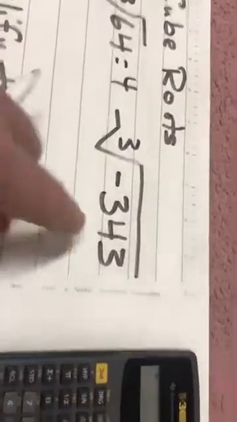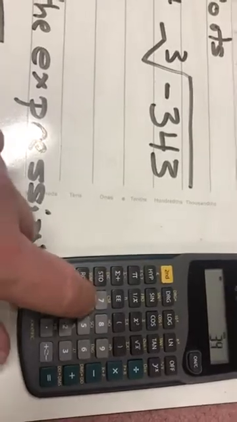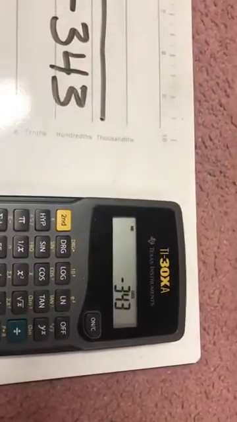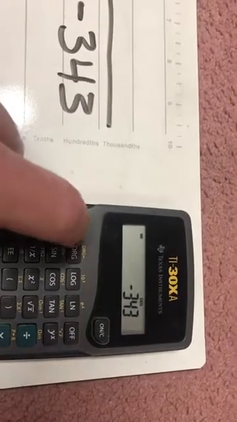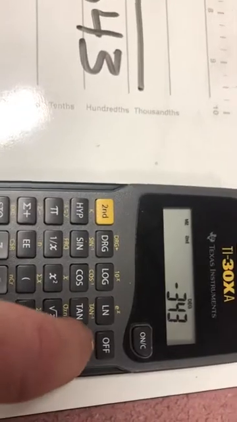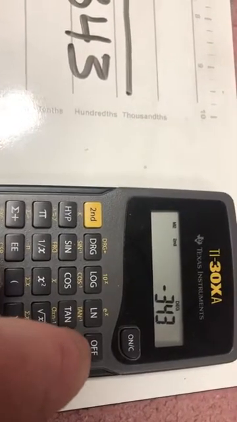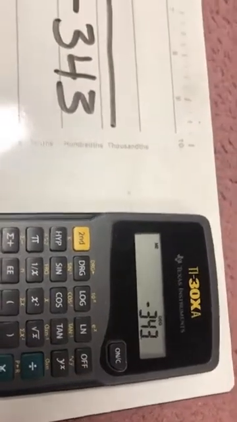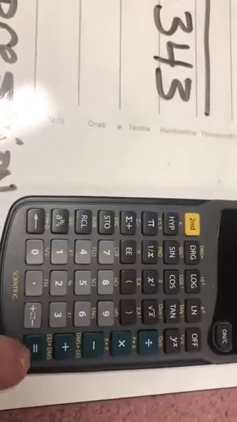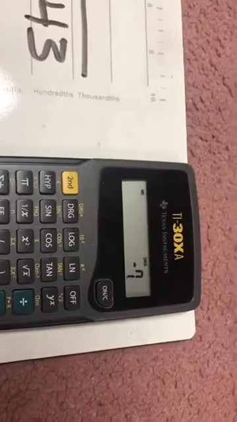So we can do the same thing with negative numbers here. So I'm going to go back. I've got negative 343. I see that in my calculator. All right. Then once again, I'm going to press second function. I'm going to come over here to my cube root button on the second function, whatever you want to call it. I'm going to press that. I want the cube root again, so I'm going to press 3. All right. Then I'm going to press equals. And I'm going to get negative 7.